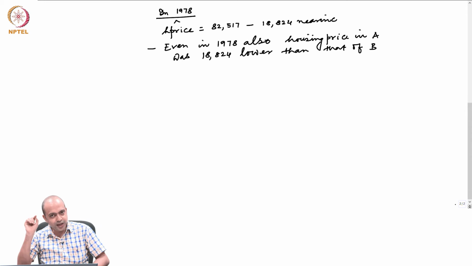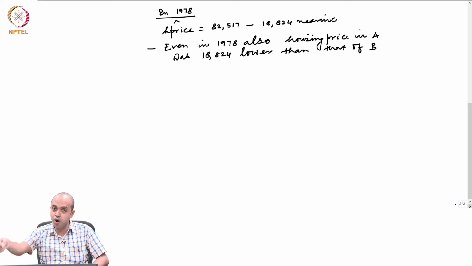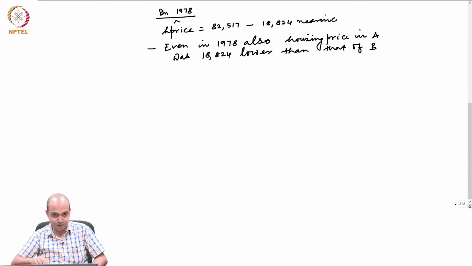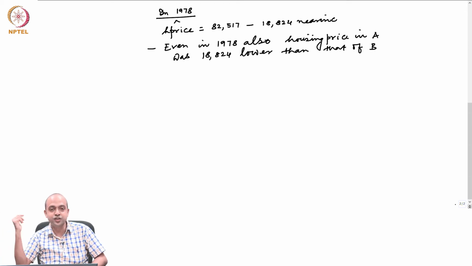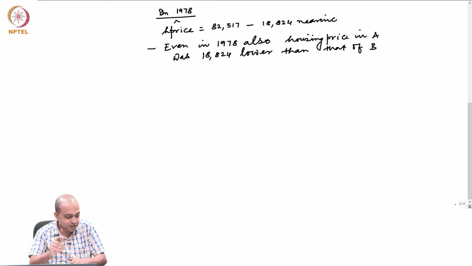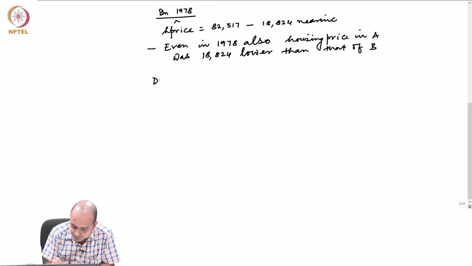In 1978, there was a difference between A and B, but that was only 18,824. But in 1981, when the construction of the garbage incinerator started, the difference between A and B has increased from 18,824 to 30,688, and this difference in difference is basically, we can say now, the impact of the construction of the garbage incinerator.